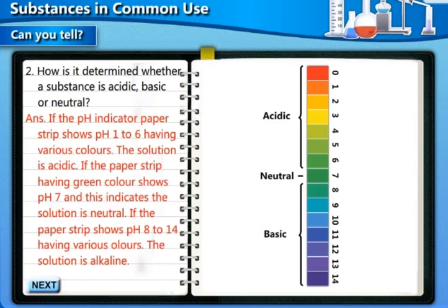So when you dip the paper in the solution whose pH you want to find, it will develop a certain color, and then you should match that color with this pH chart, which you can see on your right hand side, and that's how you will come to know whether it's an acid, base, or a neutral substance. Okay.